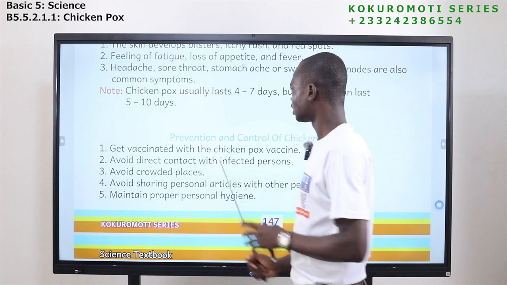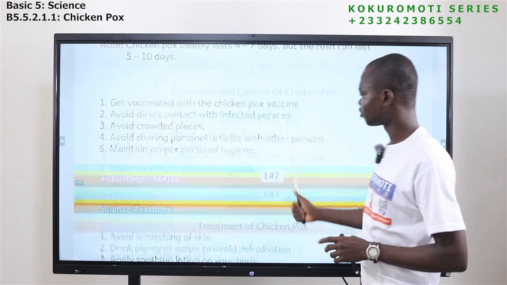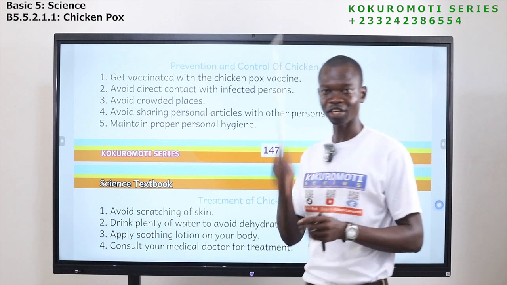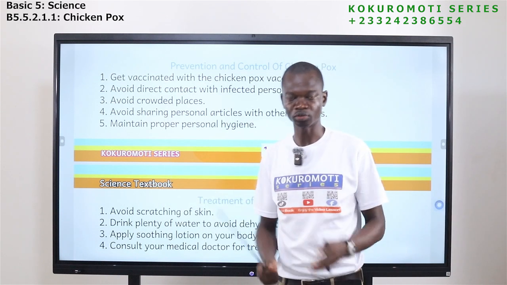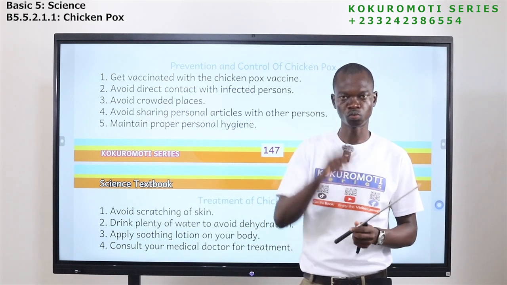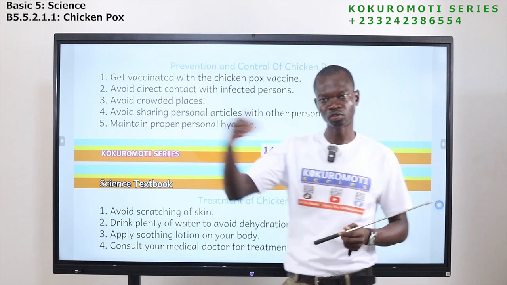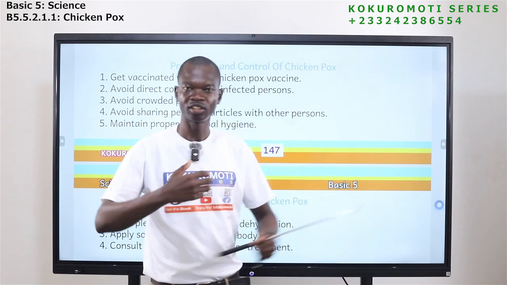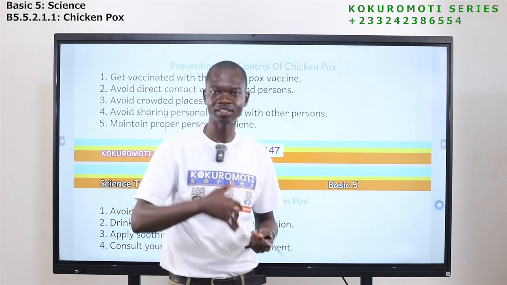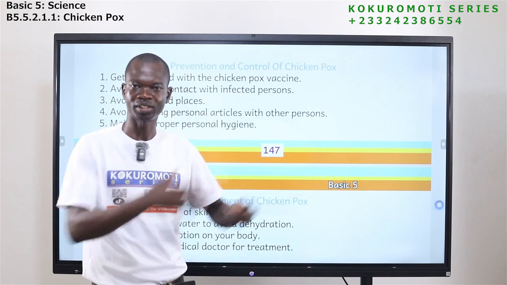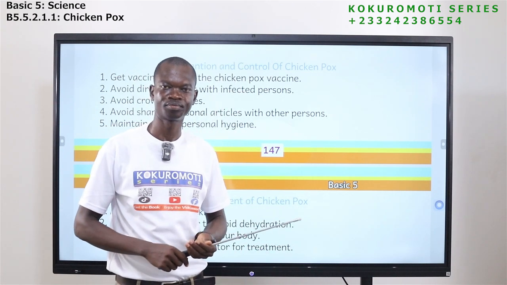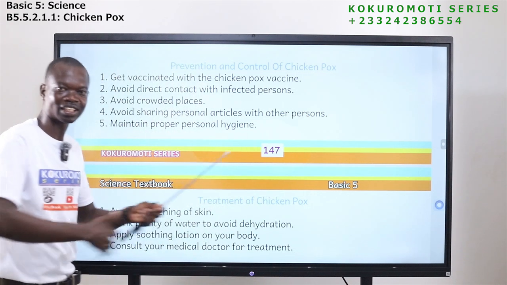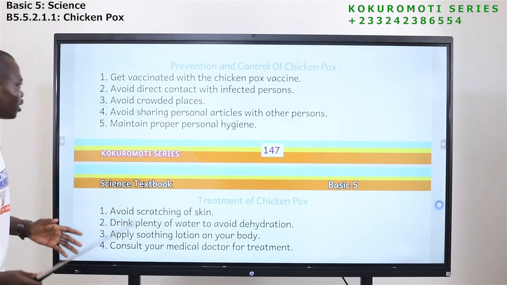Now we have seen the signs of chickenpox, the symptoms of chickenpox. We are looking at how to prevent ourselves or how to control chickenpox. So if you have chickenpox and you don't want other people to get infected, what will you do? Will you go to overcrowded places? Will you share your towel, your handkerchief, your dress with other people? Will you have body contact with people?